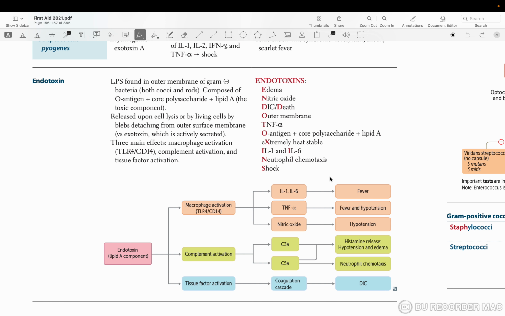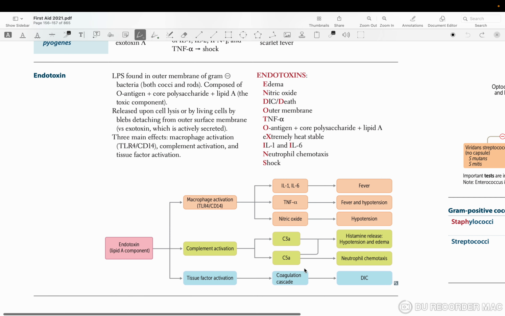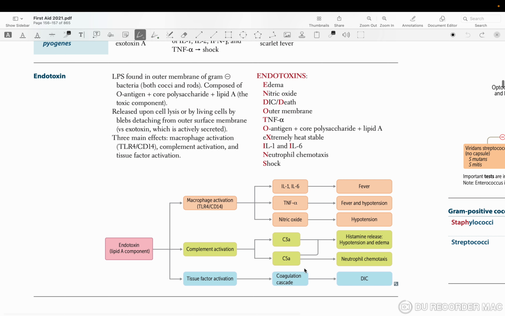Neutrophil chemotaxis is due to attraction utilizing C5a. So I have a question. The neutrophil chemotaxis, is it happening in the interstitium or is it happening in the vessel? Interstitium, excellent. So tissue factor activation leads to activation of the coagulation cascade, which precipitates DIC basically.